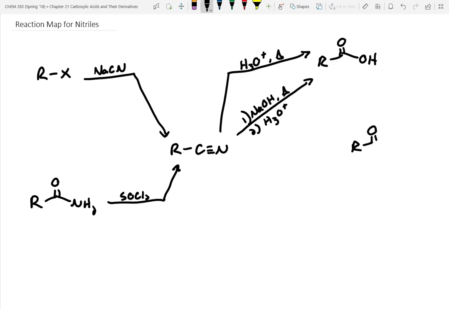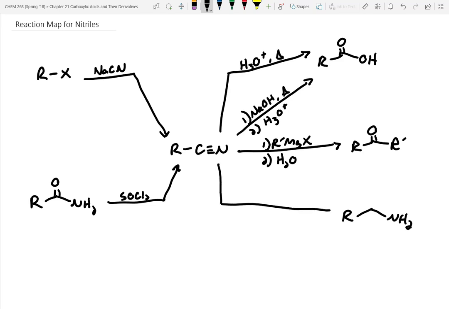The second one that we saw was we can convert nitriles to ketones. So R prime MgX to get that second carbon group on, followed by a workup with water. And then last but not least, we saw that you can convert all the way to an amide by treating it with strong reducing conditions like lithium aluminum hydride in excess, followed by a water workup. So you can tell the reaction maps get a little bit smaller as we go through the chapter.